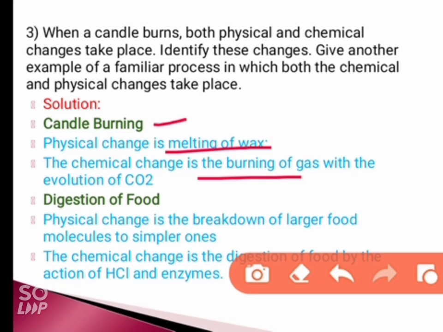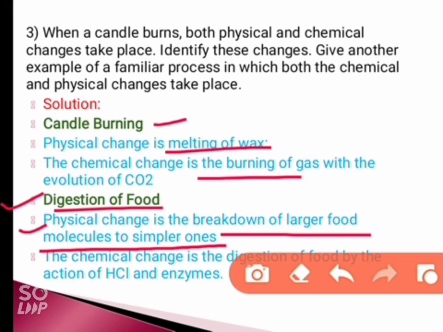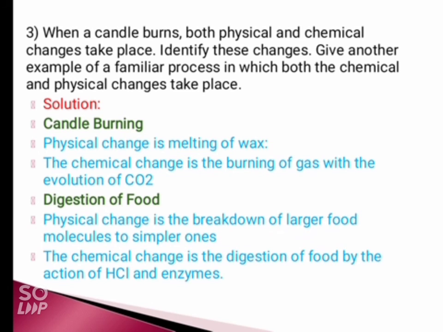Another example is digestion of food. Once we take food, firstly we break the food particles into smaller ones. It is a physical process. When the food enters our stomach, it is digested with the help of enzymes and HCl. This is a chemical process. The physical change is the breakdown of larger food molecules into simpler or smaller ones. The chemical change is the digestion of food by the action of HCl and enzymes.